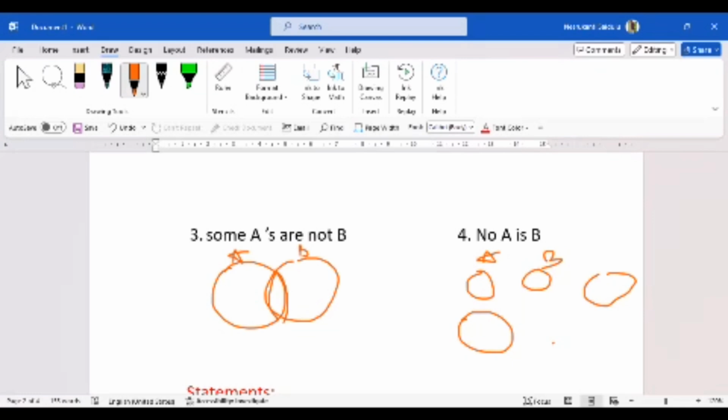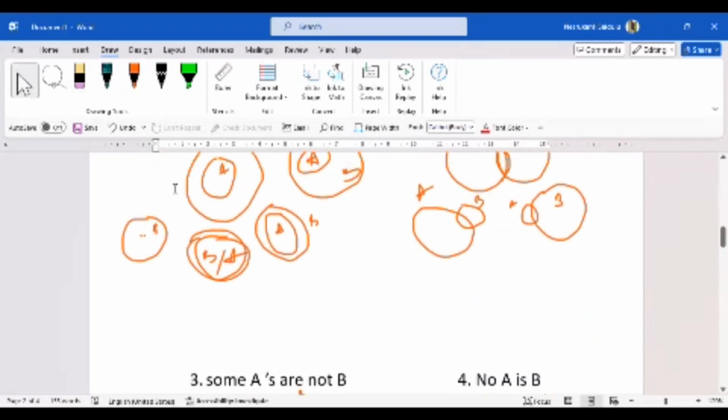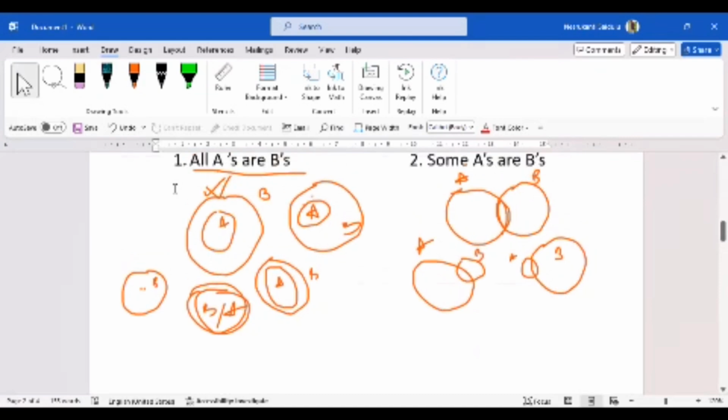There is no intersection between A and B. There is no connection between A and B. So the diagrams look like this. Yes. Next one. Please keep in mind these four statements and these four diagrams.